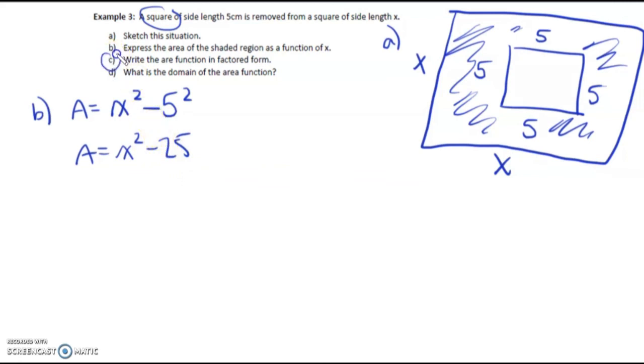Okay, write the function in factored form. So if we were to factor this, this is difference of squares, has two terms, and both of these can be rooted. So this is factored to x plus 5, x minus 5.